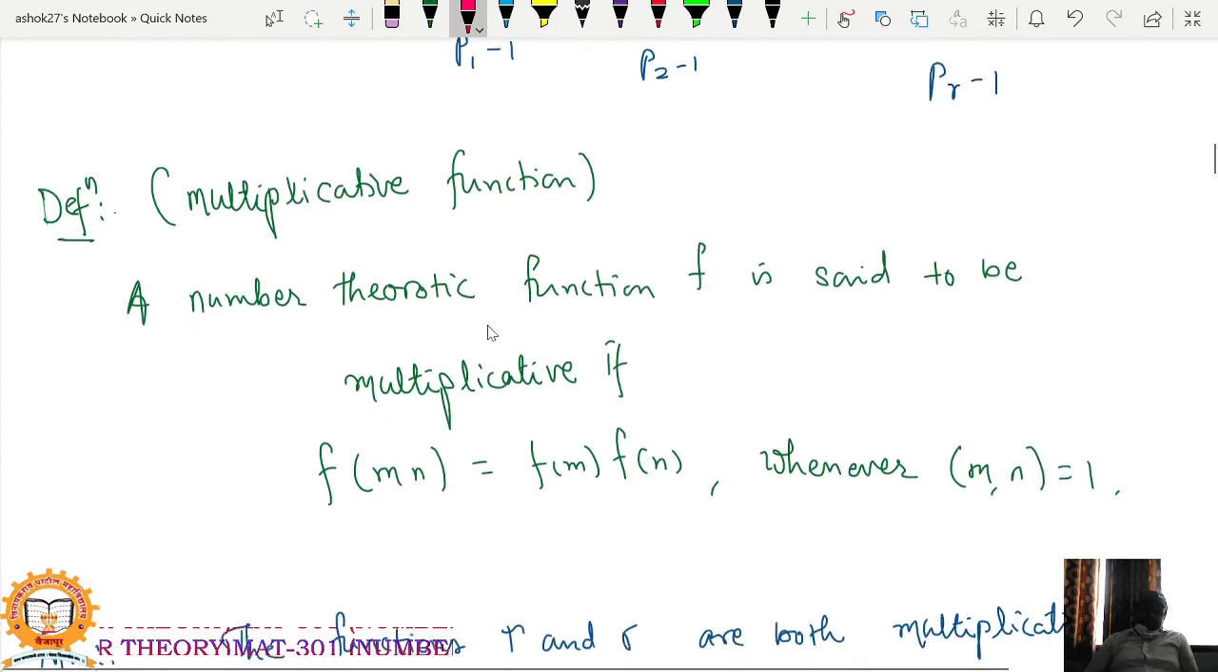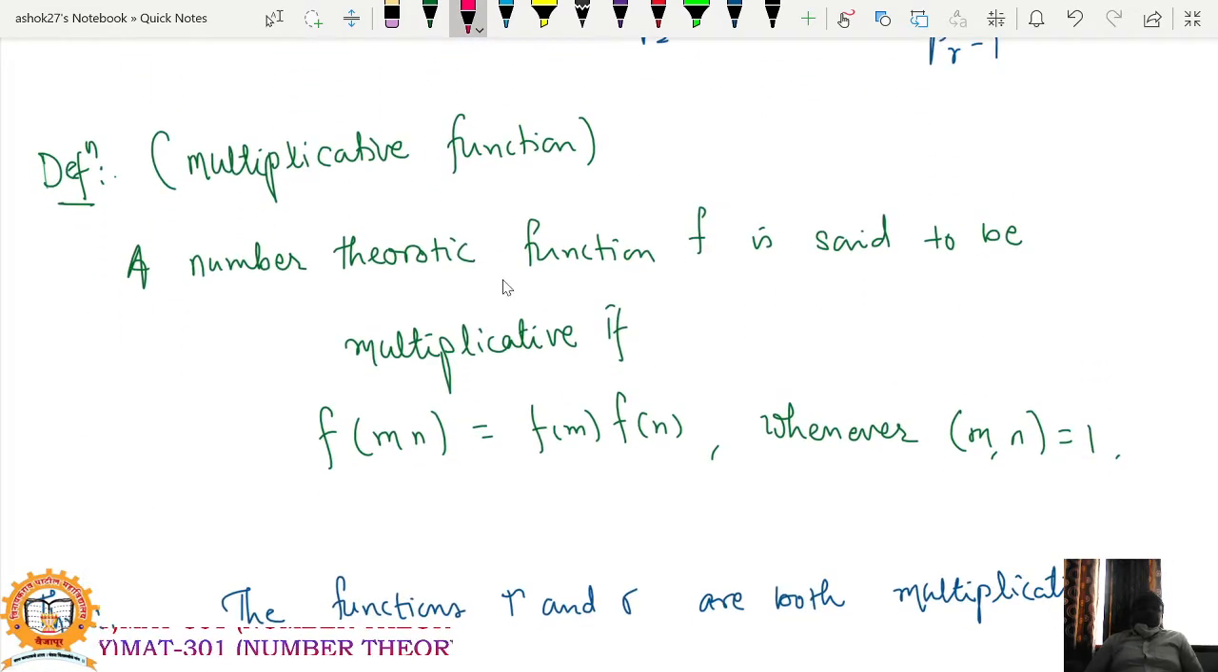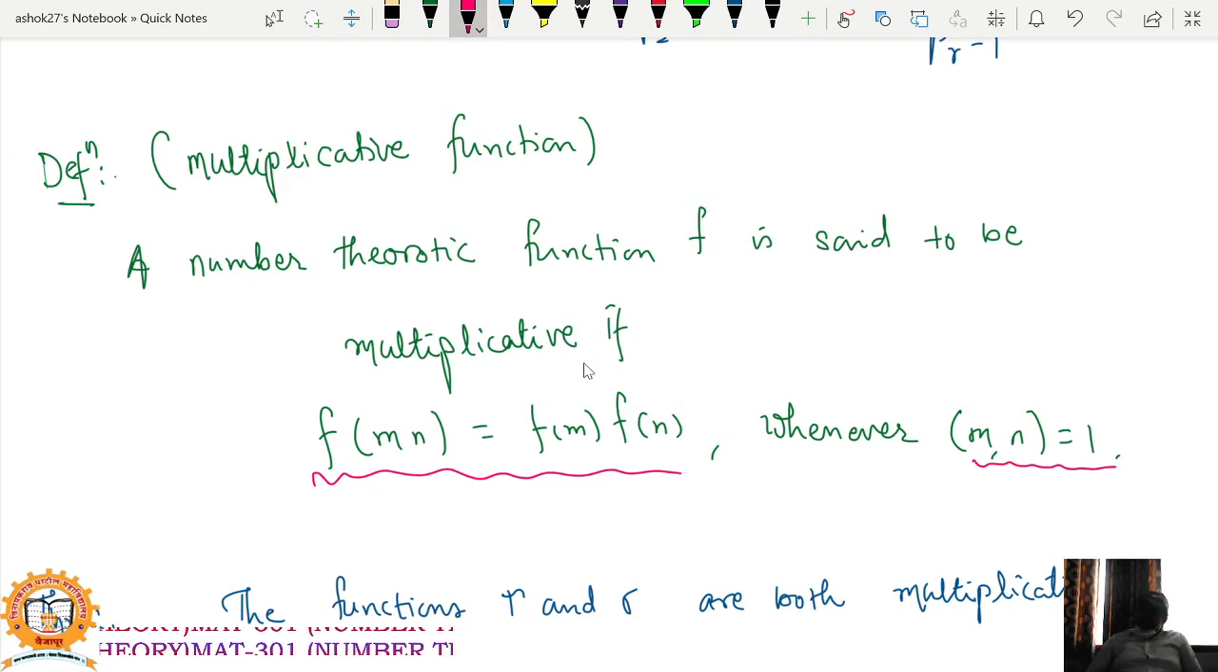So next definition, that is the definition of a multiplicative function. A number theoretic function f is said to be multiplicative if it satisfies this condition. That is, f of m into n should be equal to f of m into f of n, whenever GCD of m and n equal to 1. So if GCD of m and n equal to 1, and f of m n equals f m into f n, then that function f is called a multiplicative function.